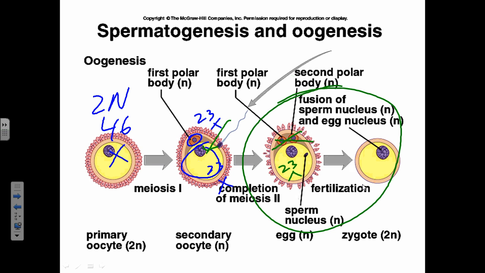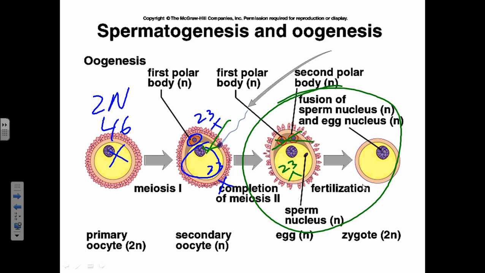What is that zygote feeding on between fertilization and when the placenta and the umbilical cord actually start working? It's feeding on whatever was in the egg to begin with. Which means the egg has to be big so it can store what? Food. And what do we call that stored food? Yolk. You ladies have yolk, just like an egg has yolk.